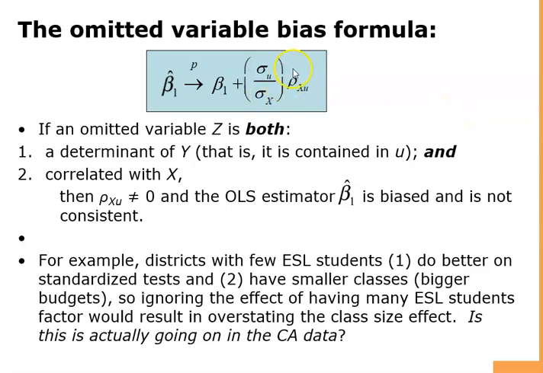So if this is a positive number, then this whole fraction will be a positive number, which would mean that we are actually overestimating the population beta 1, because beta 1 hat becomes the population beta 1 plus some positive number. So it simply implies that there will be an upward bias in the estimation.